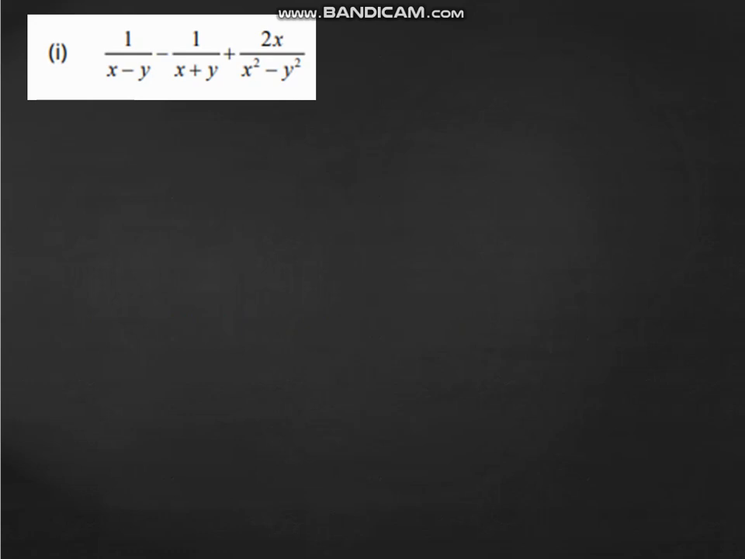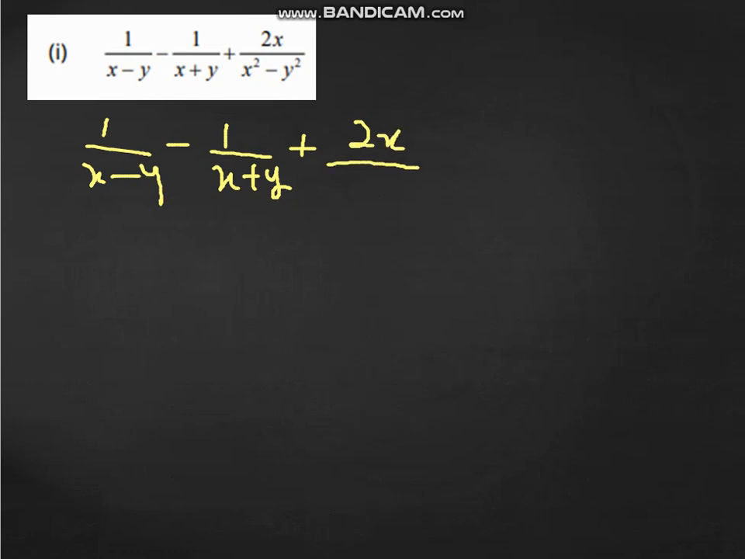It says 1 upon x minus y minus 1 upon x plus y plus 2x upon x squared minus y squared. So first of all, we're going to factorize the denominators. Okay, 1 upon x minus y, there is nothing to factorize in here, nothing to factorize in the second one as well. But in the third one, we can see that x squared and y squared are square terms, right?